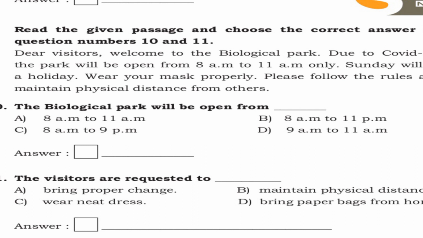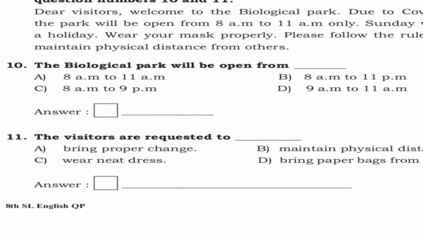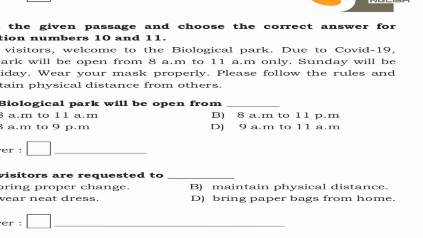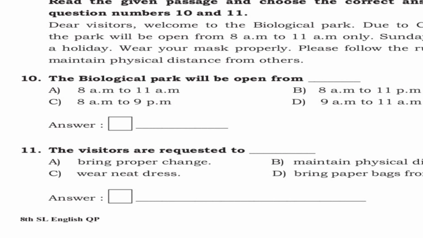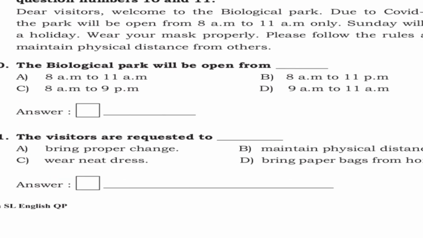Let us go for question 11. The visitors are requested to dash. What they have mentioned in that? Just check the passage again. See there they have said that they have given there, please follow the rules and maintain physical distance from others. So here the visitors are requested to, whether do they request to bring proper change or maintain physical distance, wear neat dress, bring paper bags. What do they tell? They told them to maintain physical distance. So option B is the right answer.